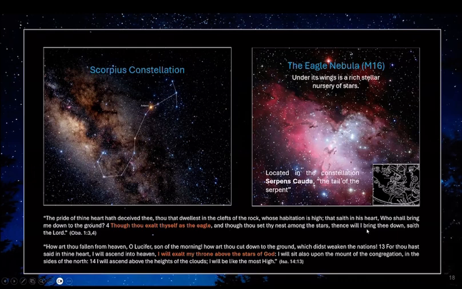Thence will I bring thee down, says Yahuwah. How art thou fallen from heaven, O Lucifer, son of the morning? How art thou cut down to the ground, which did weaken the nations? For you have said in your heart, I will ascend into heaven. I will exalt my throne above the stars. Well, here is maybe an eagle above this nursery of stars. So that's interesting. I will give him that. But I still don't think Scorpio, our zodiacal constellation here, turns into an eagle.